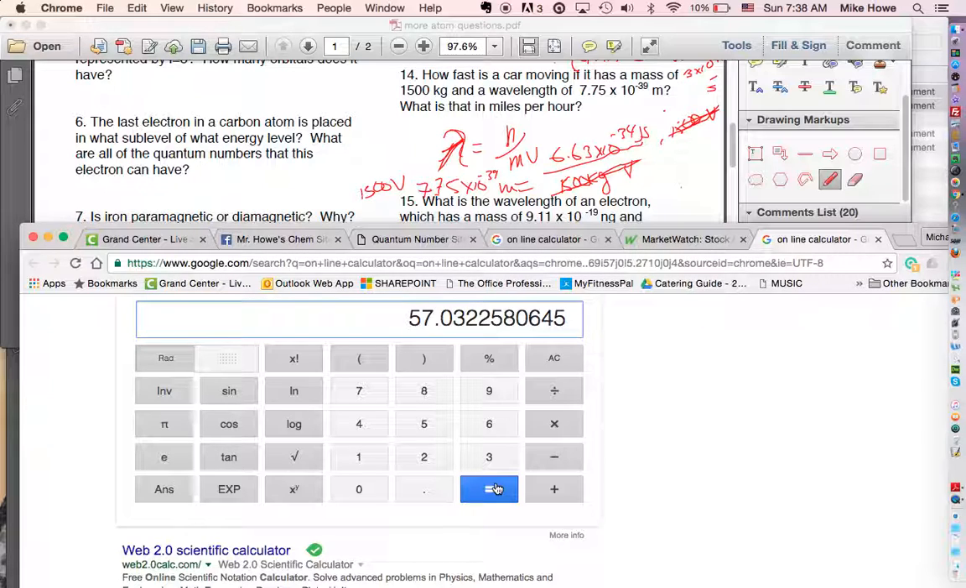Okay, so 57 meters per second. Did I make a mistake on that? No, that's right. That's probably right. So the answer would be 57 meters per second.